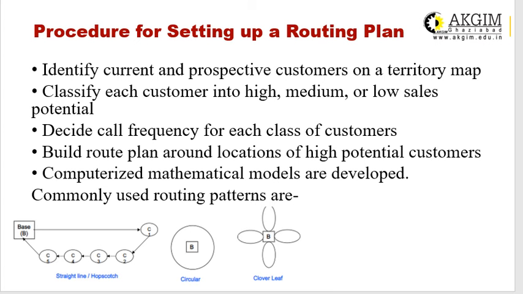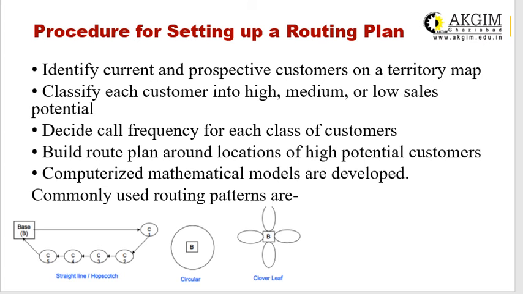Here I have drawn the commonly used routing patterns: the straight line or hopscotch method, the circular method, and the clover leaf method. In the first one, the straight line method, there is a geographical unit, the base control unit. From there, the salesperson moves to the territory which is farthest from the office, and on the way back home he goes to the organization which is nearest to his office.